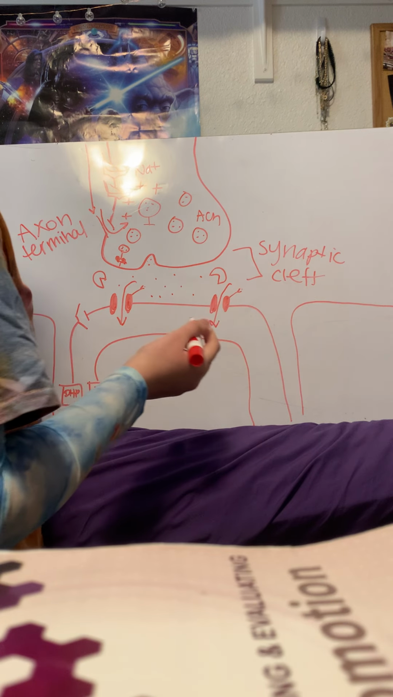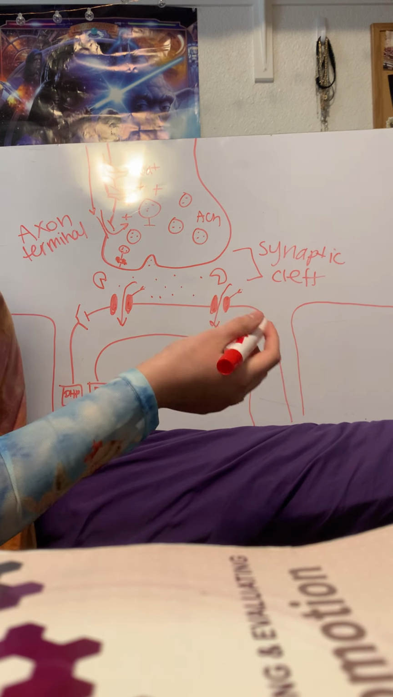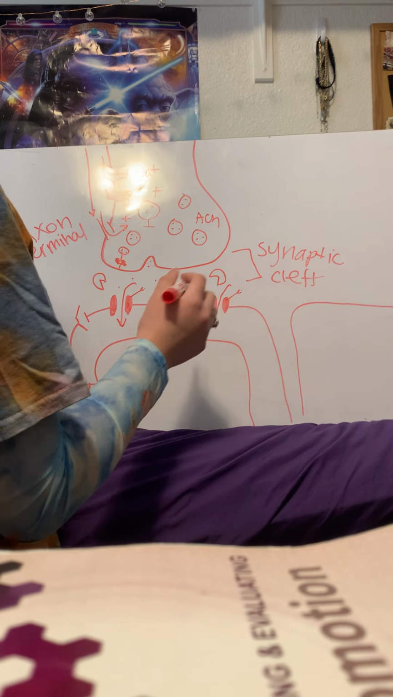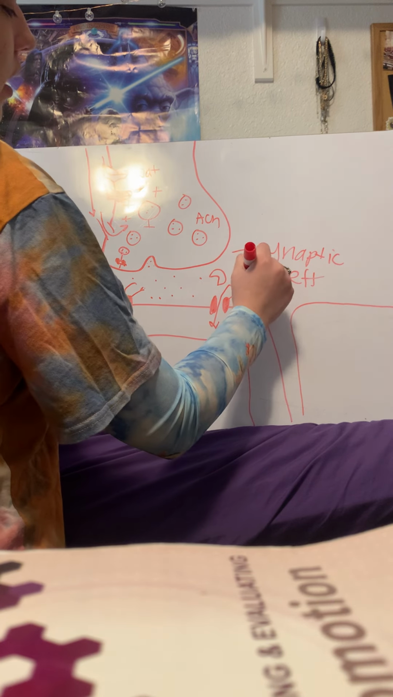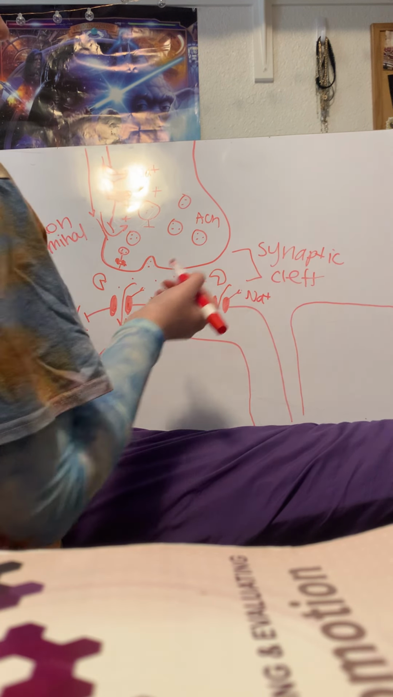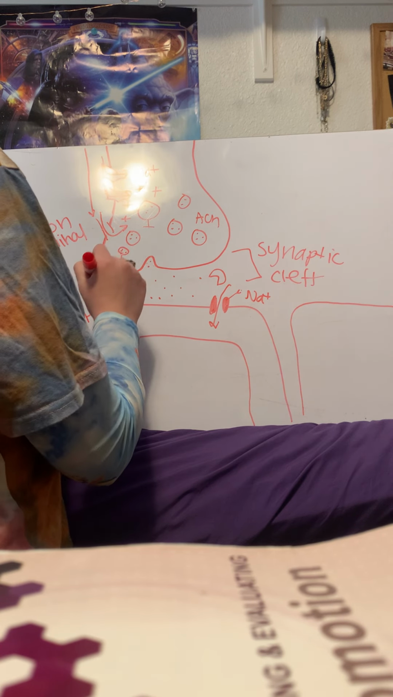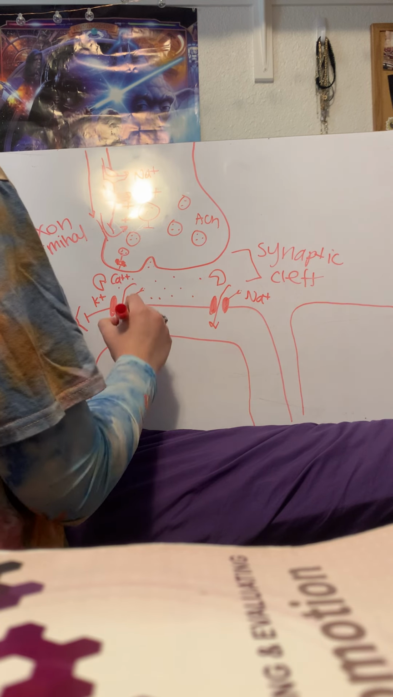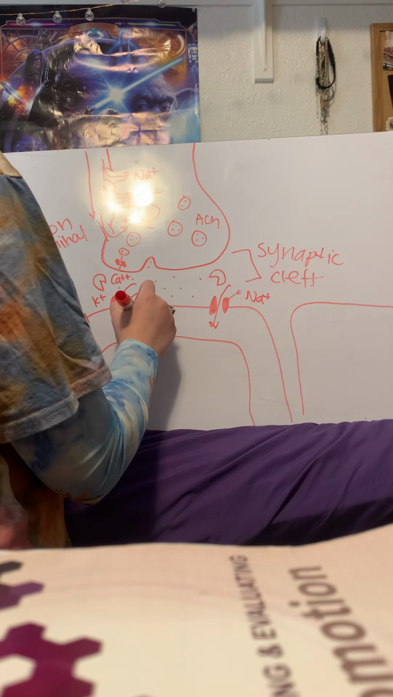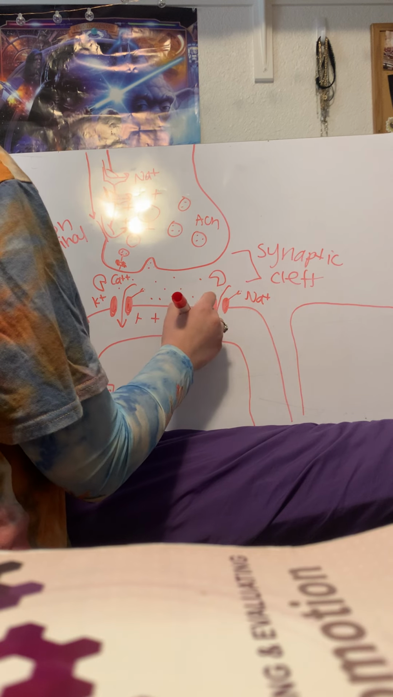Cations are basically just any atom or ion with a positive charge. An example of a cation is sodium, and sodium has more protons than electrons. That's why it has a positive charge. Other cations are potassium and calcium. They will flood into the muscle cell, causing the muscle cell to be more positive.